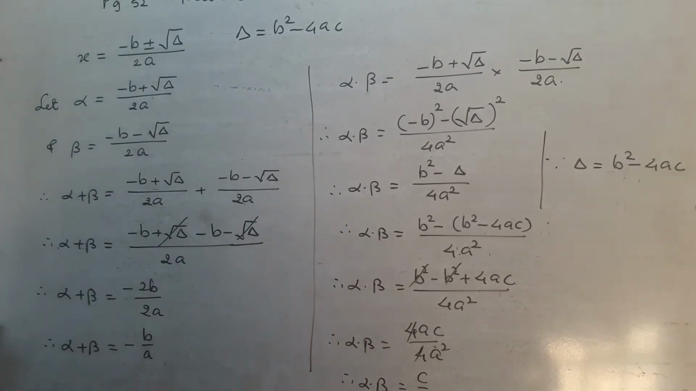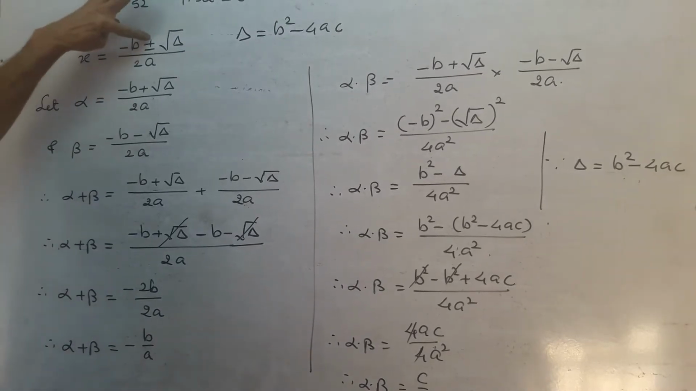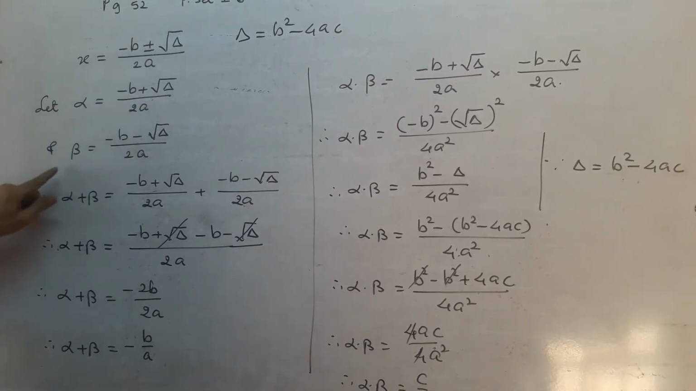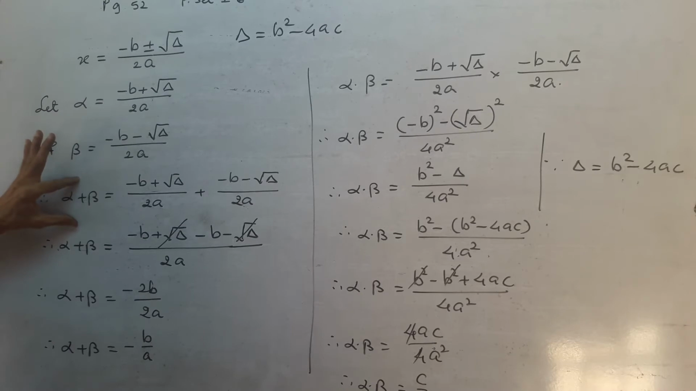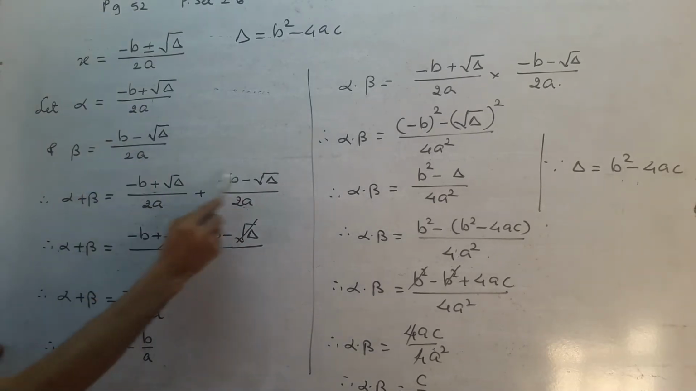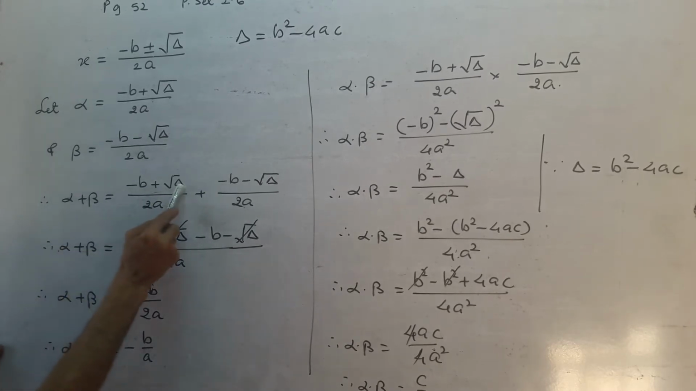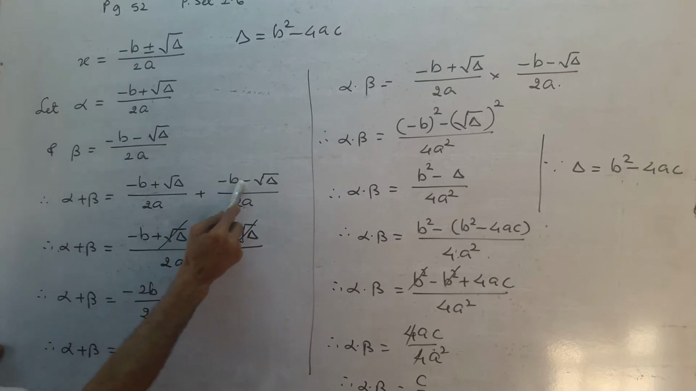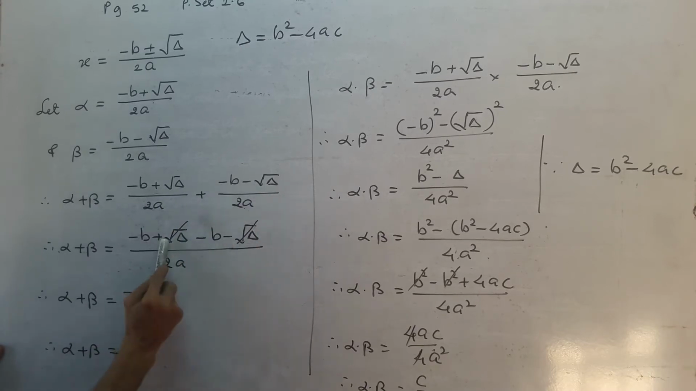Now let us suppose that alpha and beta are the roots. Then alpha is equal to minus b plus root delta upon 2a, and suppose beta is equal to minus b minus root delta upon 2a. Therefore if we take the addition of both, then you will find that plus root delta and minus root delta will get cancelled. So alpha plus beta is equal to minus b plus root delta upon 2a plus minus b minus root delta upon 2a, and if you add, you find that root delta plus and root delta minus will get cancelled.